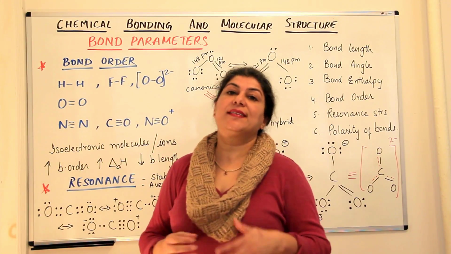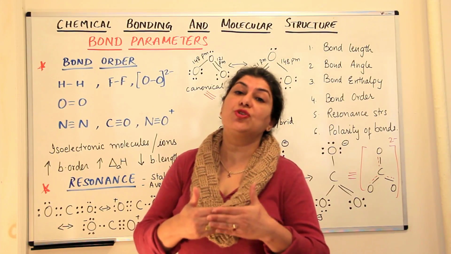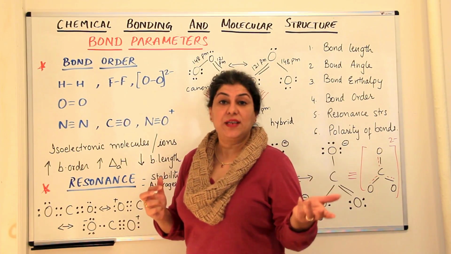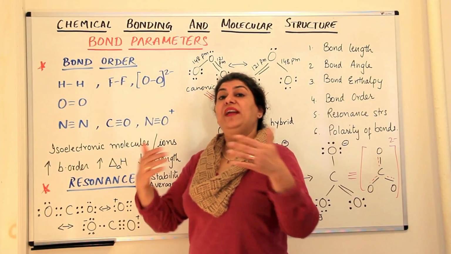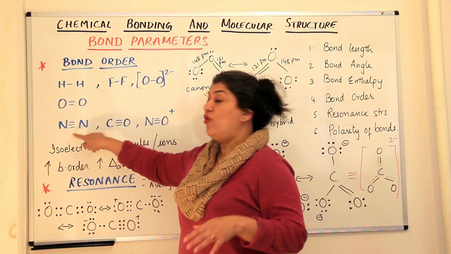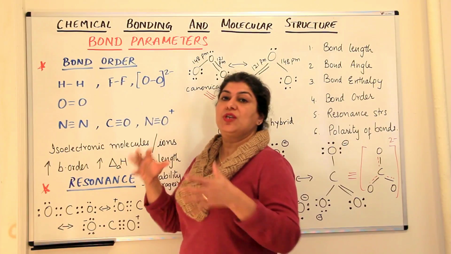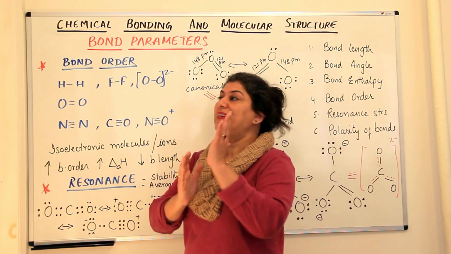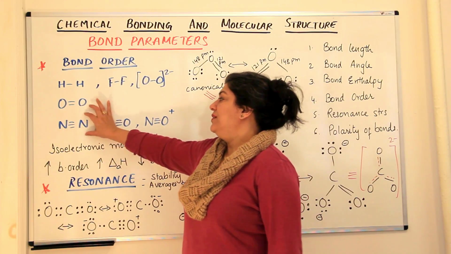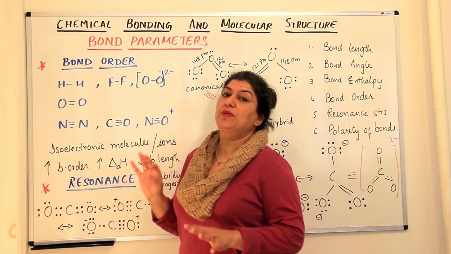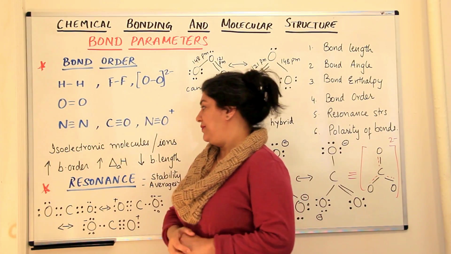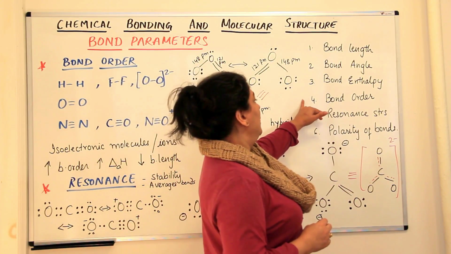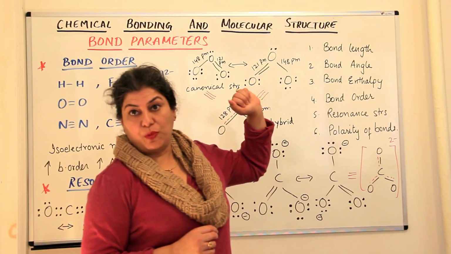And there cannot exist more than 3 bonds between 2 atoms. Therefore, you can have bond orders of 1, 2 and 3. Because sharing 4 pairs of electrons between 2 atoms would have too many electrons between the two, leading to repulsion. And therefore, this is the maximum bond order that you could have. So this was the 4th bond parameter, which is bond order.